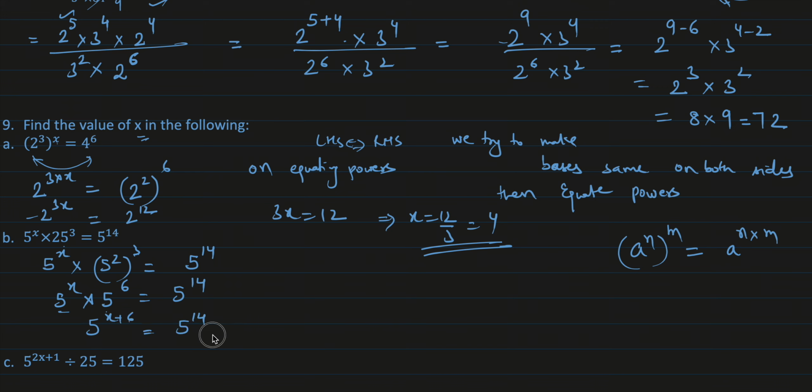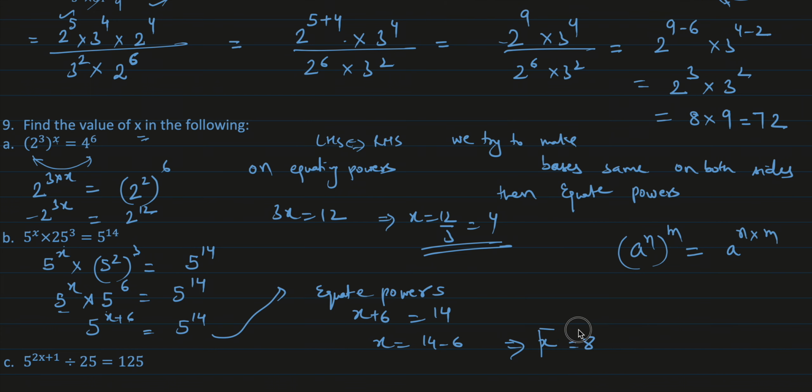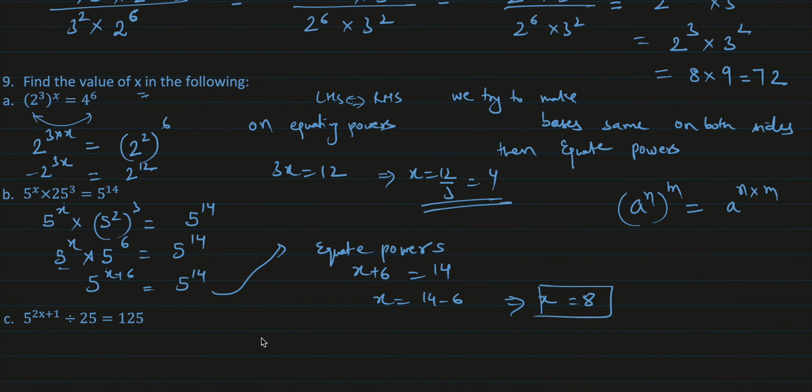Okay, now I'll again equate powers on both the sides. So x plus 6 is 14. So x will be 14 minus 6 transpositioning. So it will be x is 8. Okay students, I hope it's clear. Now let's move to the next question.